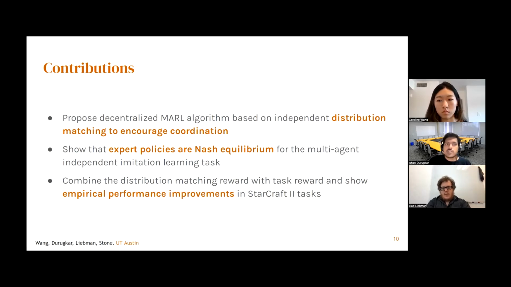In service of this idea, we show that the expert policies are a Nash equilibrium for this distribution matching problem, which is an independent imitation learning task.